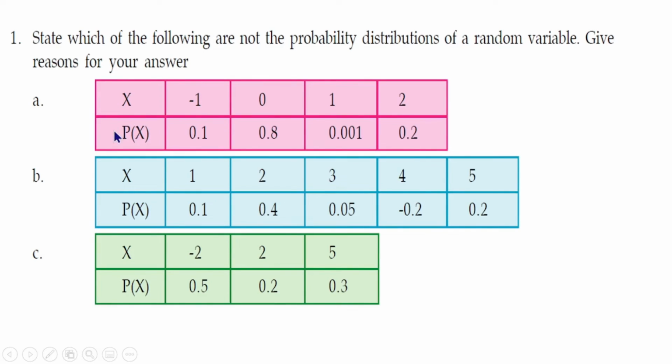This is a table which is given, and this is the random variable which takes values -1, 0, 1 and 2, and these are the associated probabilities of this x. It is given probability of x equal to -1 is 0.1, x equal to 0 is 0.8, 1 it is 0.001 and 2 it is 0.2. Now if we add all these, 0.1 plus 0.8 plus 0.001 plus 0.2, it adds up to 1.101.